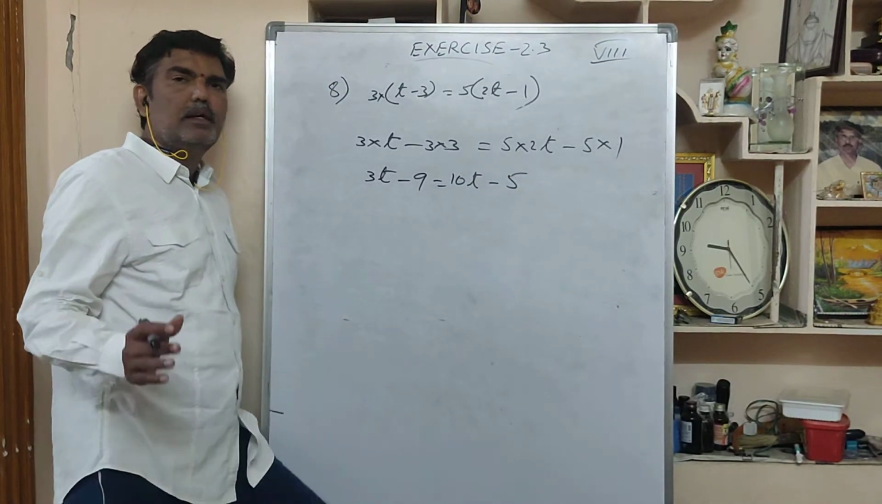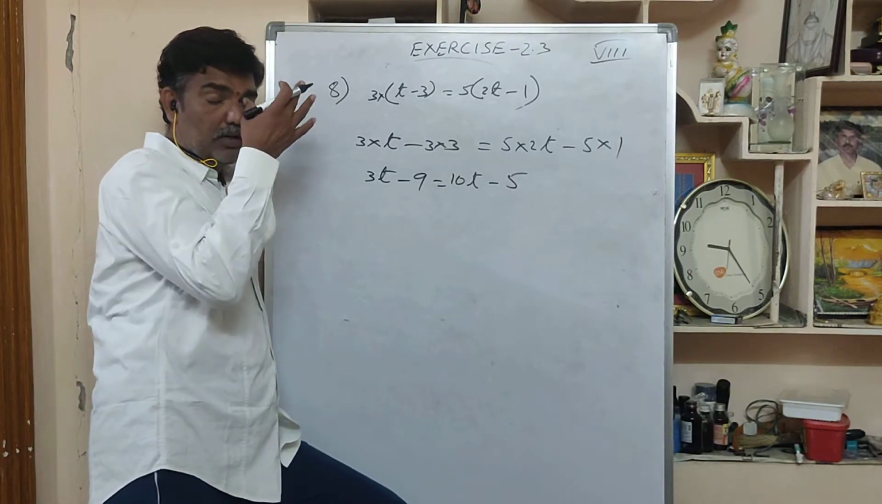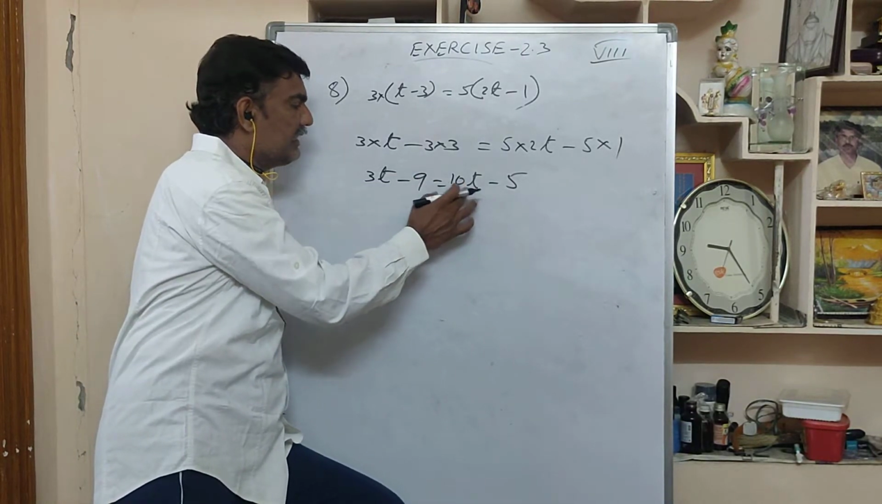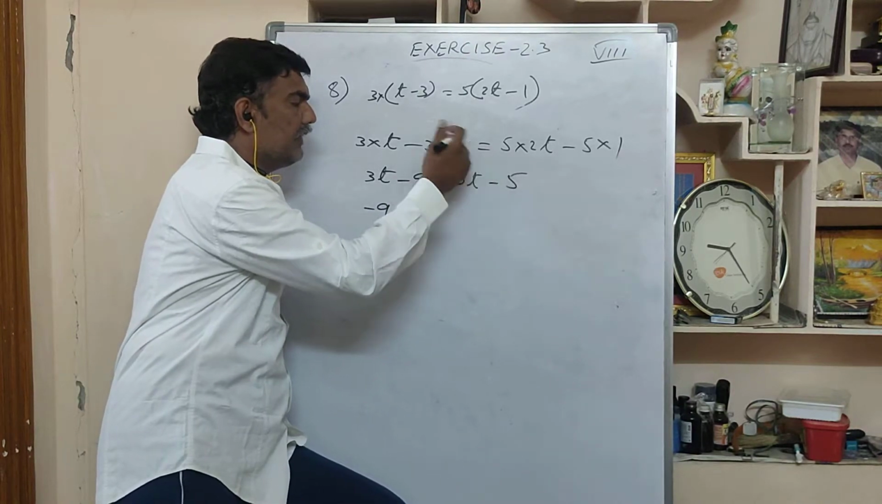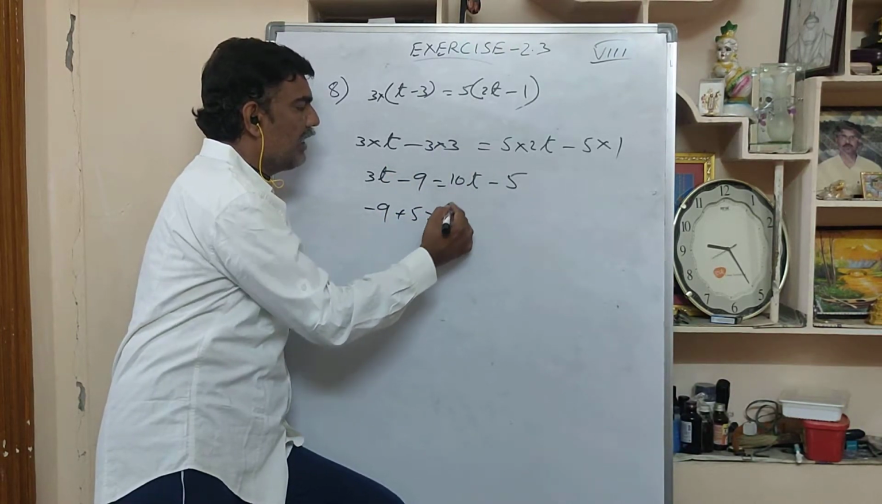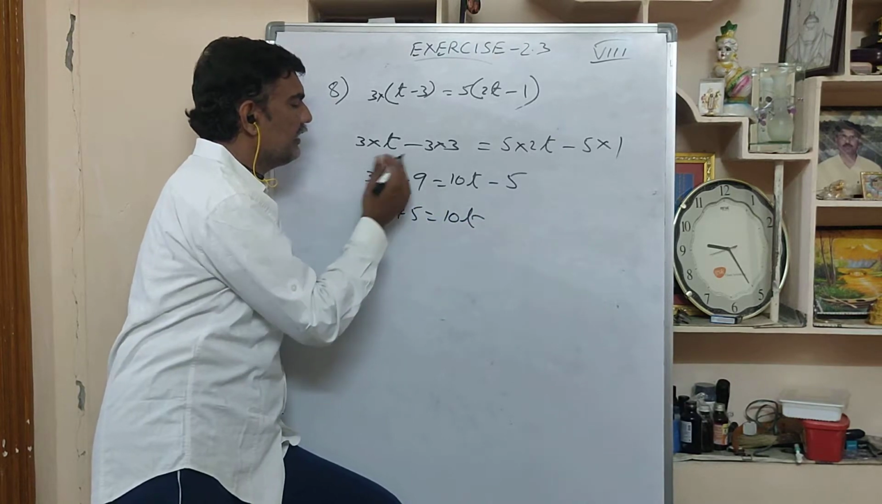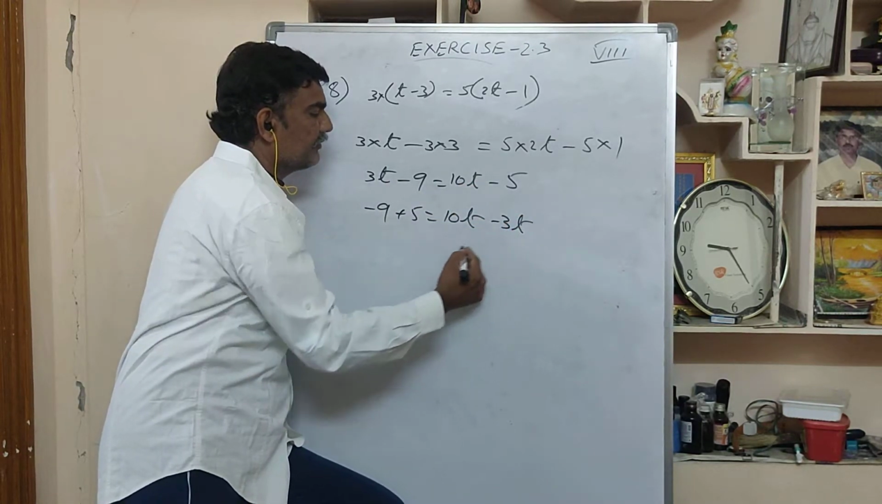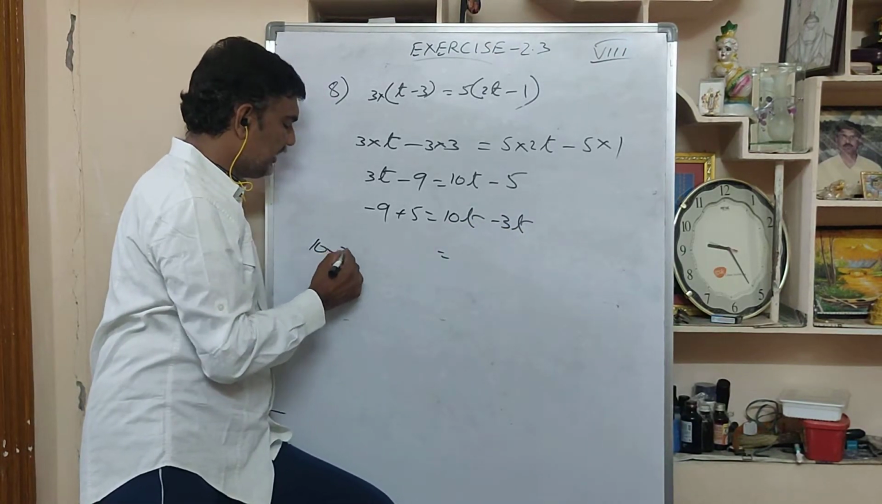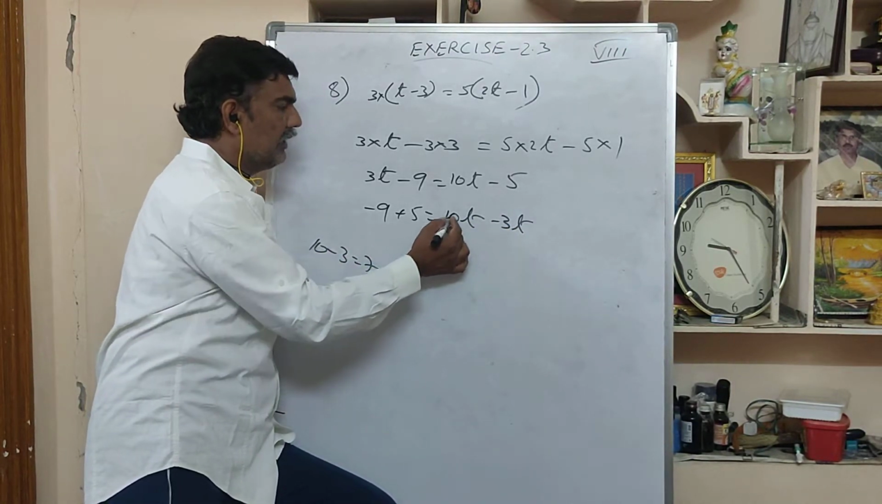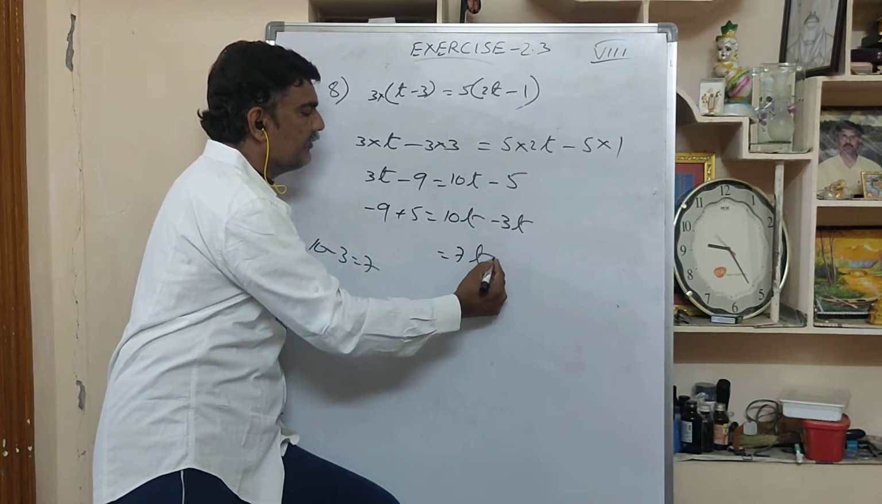Now what I said, should bring variables to one side, I said or not? Now 10t is there, plus 3t I am taking to that side. Here already you have minus 9, minus 5 is coming here, plus 5. Already 10t is there, you are taking 3t to this side, minus 3t. From 10t minus 3t, 10 minus 3 is how much, means you will say 7. 10t minus 3t is 7t.